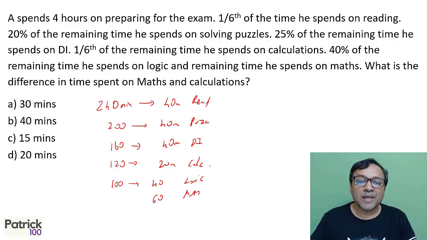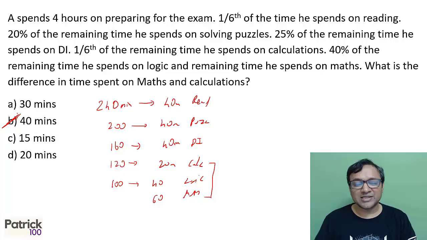What is the difference in time spent on maths and calculations? So if you look at it, 60 minus 20 will give you 40 minutes. B option is the answer.